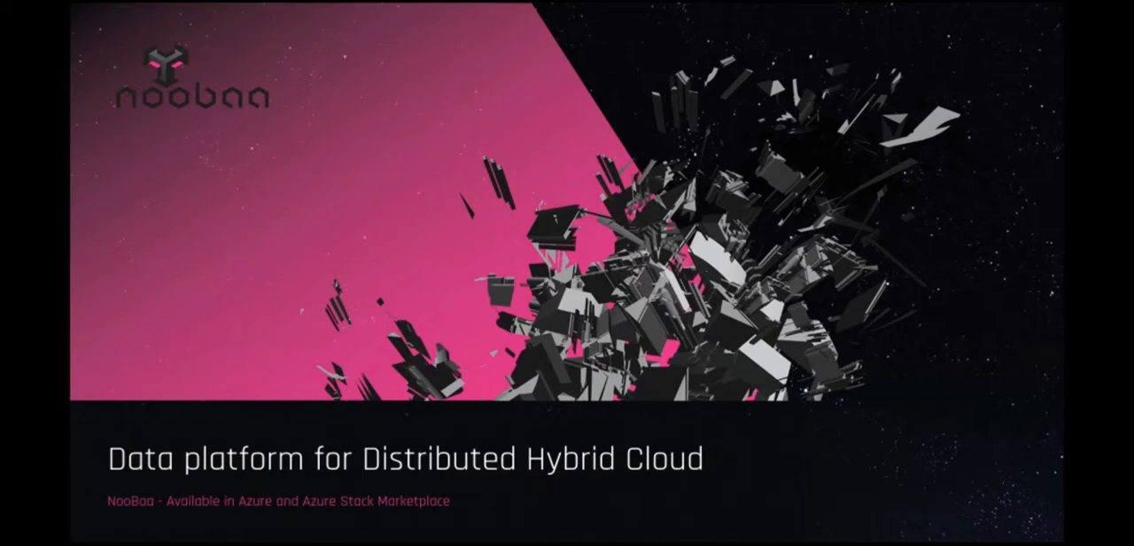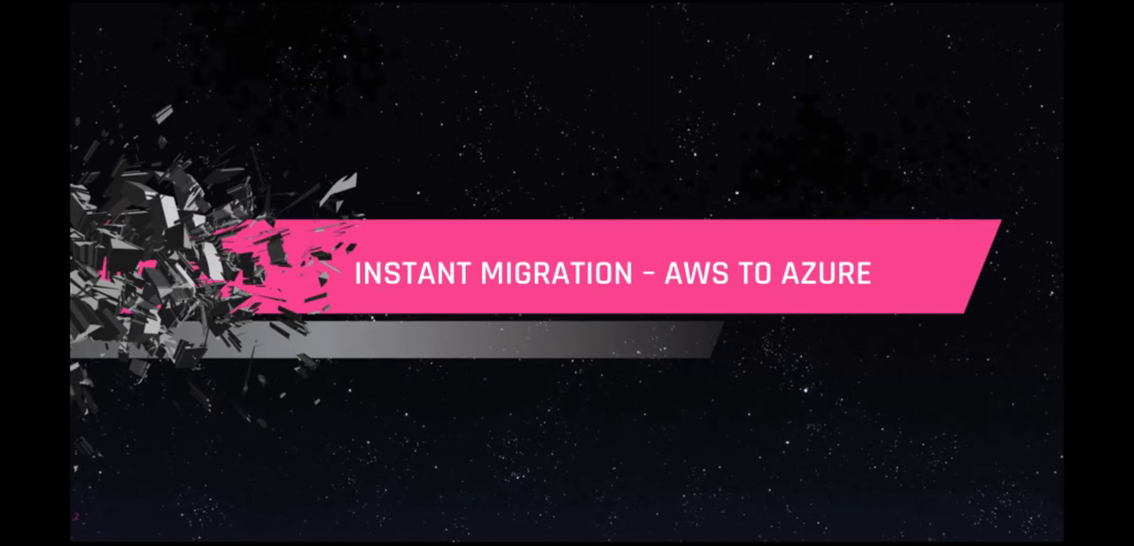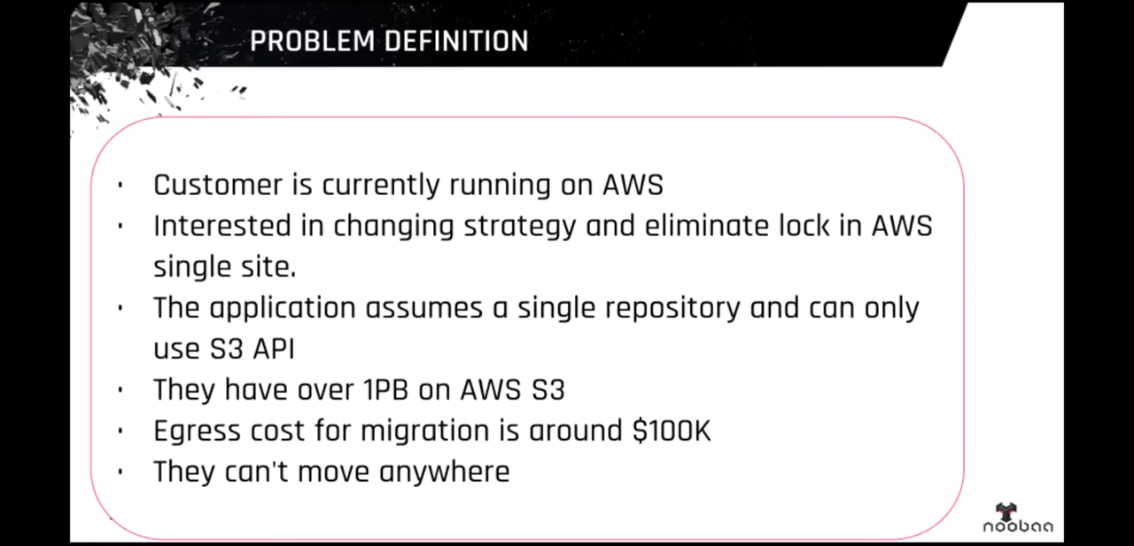Hi, Noobaa is a data platform for distributed hybrid cloud. This video will quickly show you how to migrate an application that produces a lot of data from AWS to Azure. In this scenario, we have a customer with an application that is currently running on AWS.